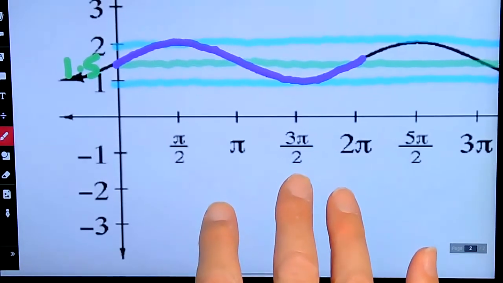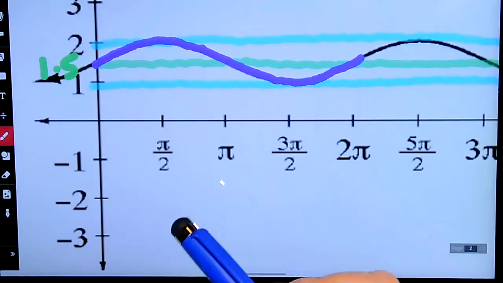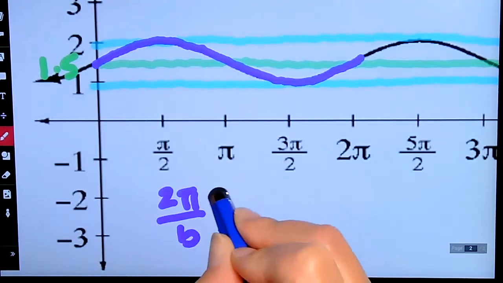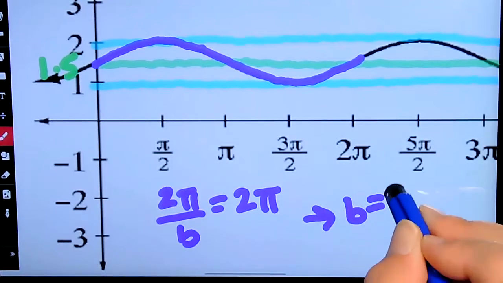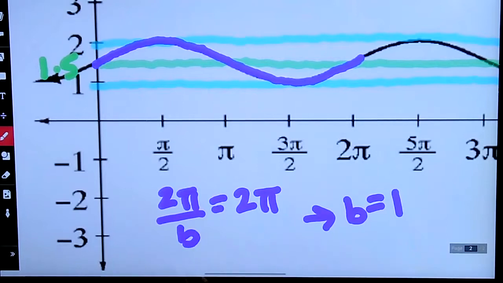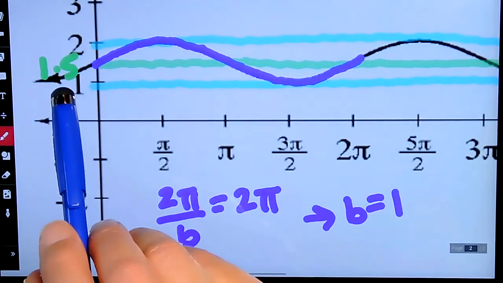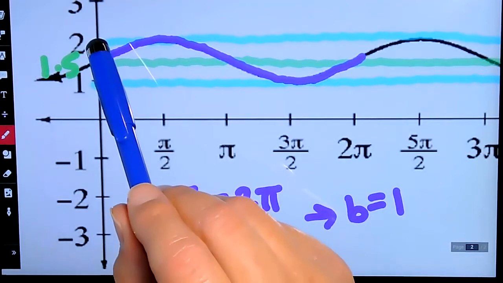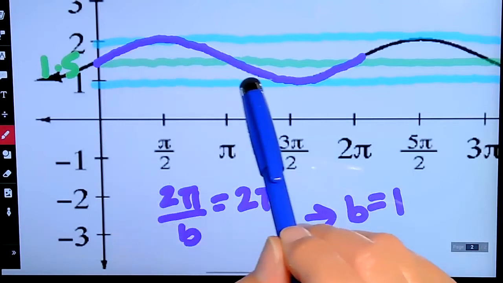Let me kind of focus in a little bit more. From here to here is actually 2 pi. So my period is 2 pi. So I take 2 pi over b equals 2 pi, and when I work that out, my b is 1. So you don't need to put the number in front of your x quantity. It is going to be a 1. I also know my vertical shift is 1.5. And if this is 1.5 and this is 2, my amplitude is 0.5. And I don't have a phase shift for my sine.